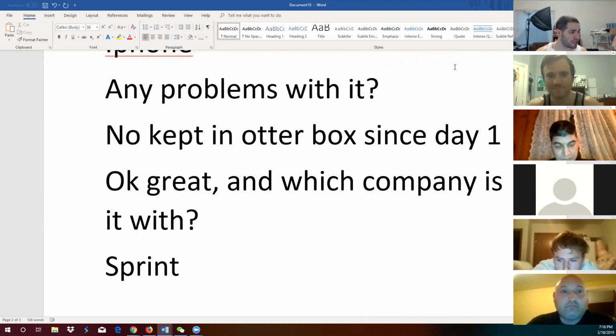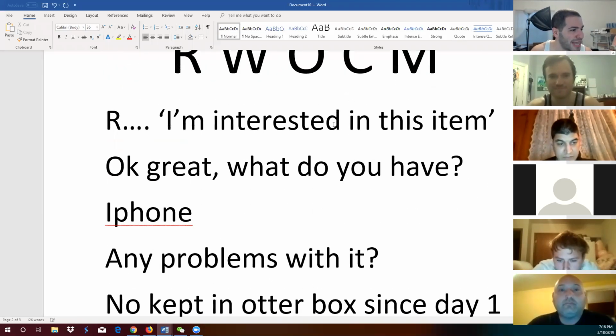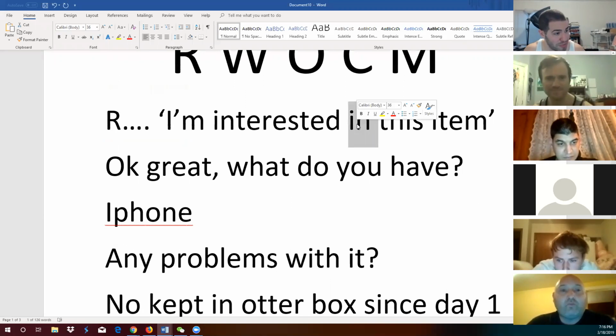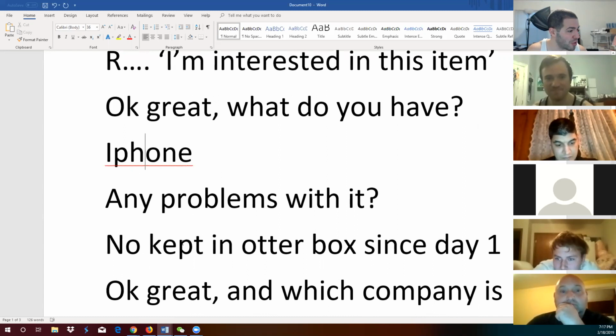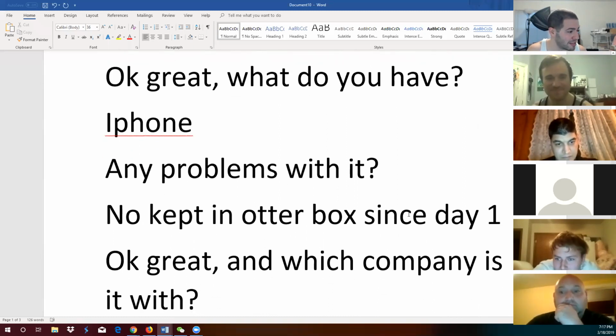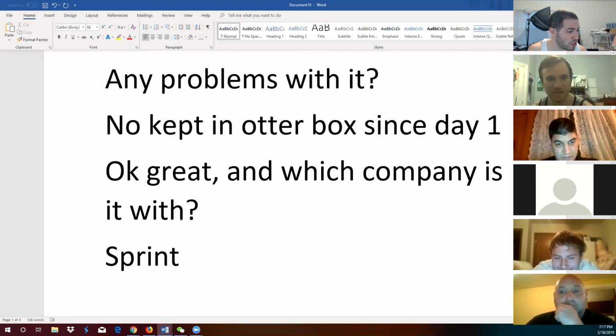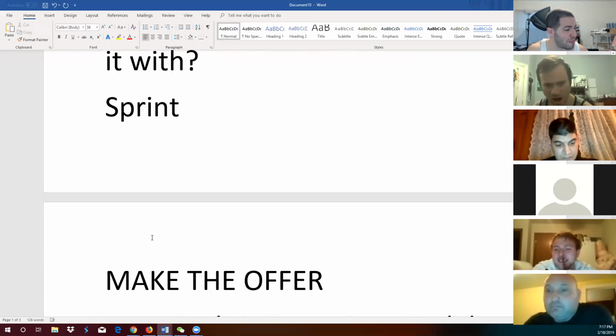See, this is how the messages should go. They say, I'm interested in this item. We always assume they have something for sale, right? Even though a percentage of the people on the apps in the marketplace think that we're selling the item, we always assume they have something for sale. So we say, okay, great. What do you have? iPhone. Any problems with it? Nope, kept in an OtterBox since day 1. Okay, great. Which company is it? Sprint, and then we make an offer.